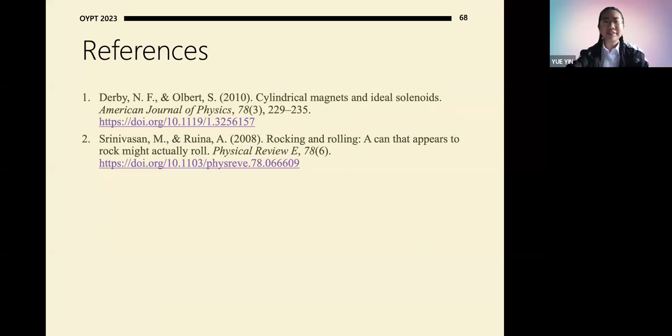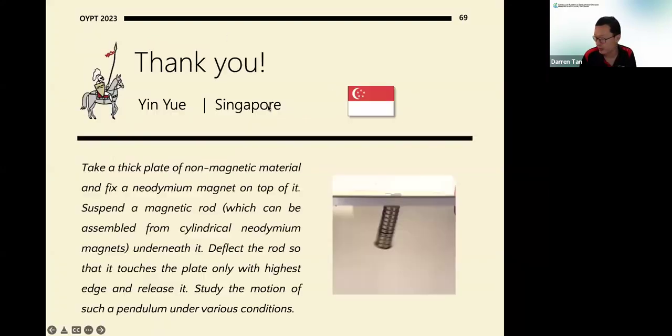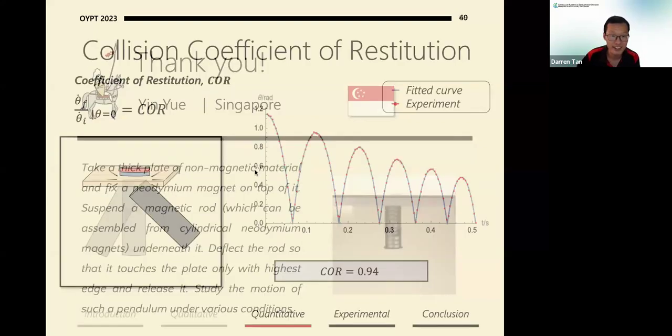Yep, thank you. Thanks so much, Yin Yue. Just now, before you went into the different factors, there was a slide on the coefficient of restitution. Was that something that you wanted to cover, or was that more like additional info that's more for later?